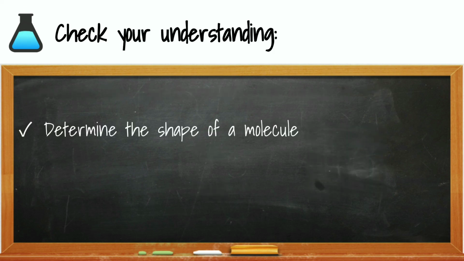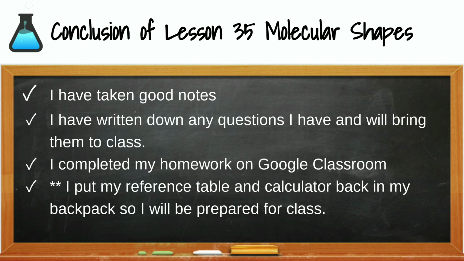So by now you should be able to use the VSEPR theory to determine the three-dimensional shape of a covalent molecule. This concludes lesson number 35 on molecular shapes.